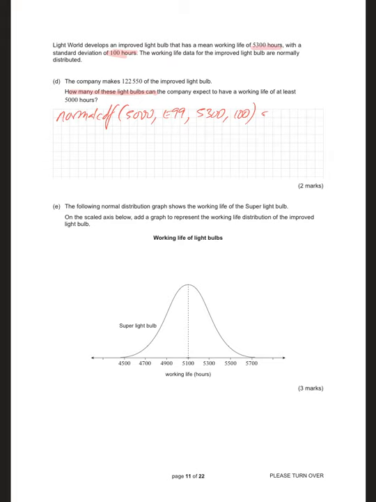Second, normal CDF, 5,000, second comma for E, 99, 5,300, 100. 0.9987 to 4 decimal points. I want to find how many, that's the proportion, so I need to go 0.9987 times by the 122,550 light bulbs made.